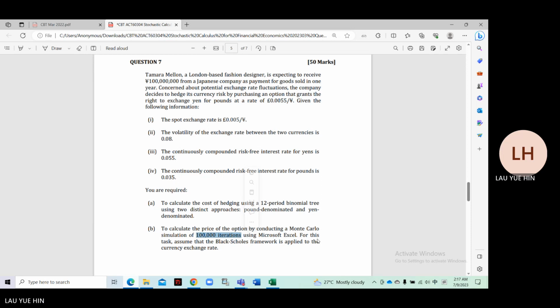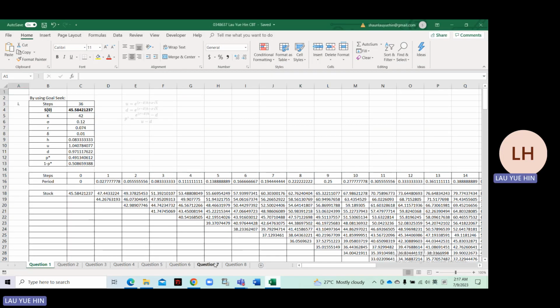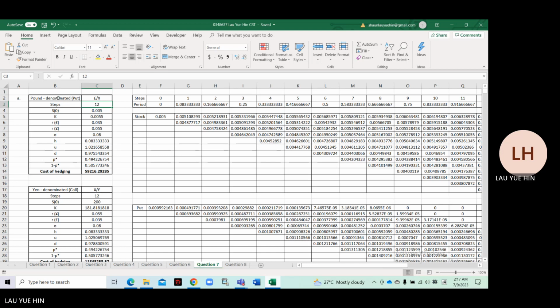100,000 iterations. So for question 7, firstly I do the pound denominated, and I list down all the information given here. Then H is basically 1 divided by 12, and U, as I mentioned earlier in question 1, is exponential power R minus, since there are two R's here, I use the R of pound minus R of yen times H plus sigma times square root H.